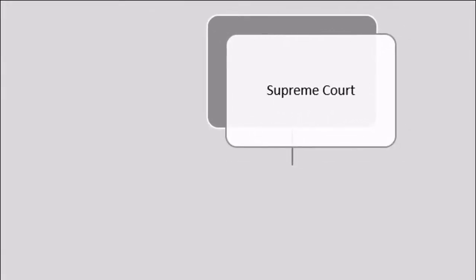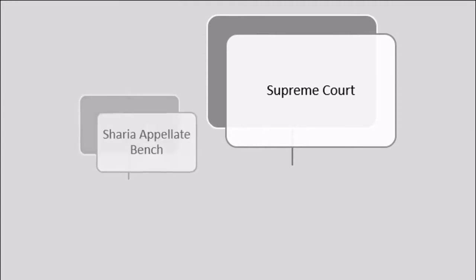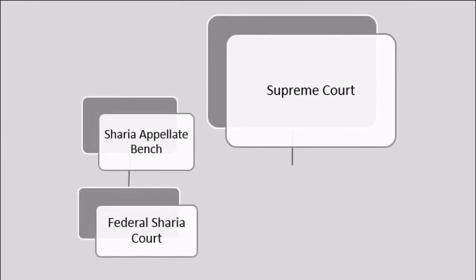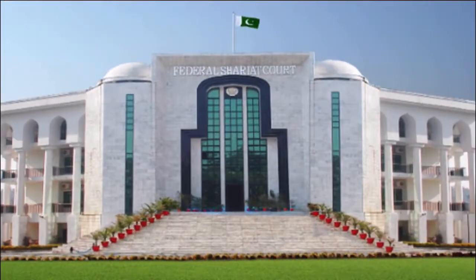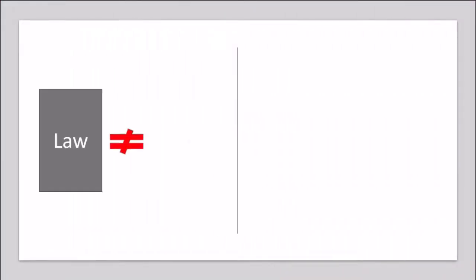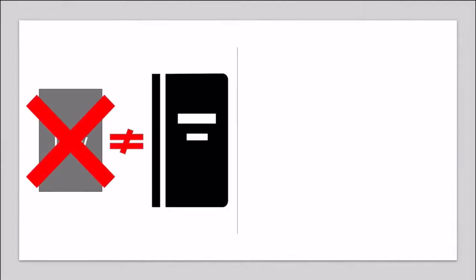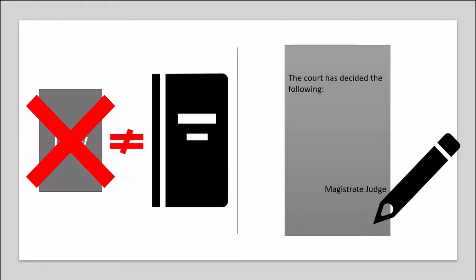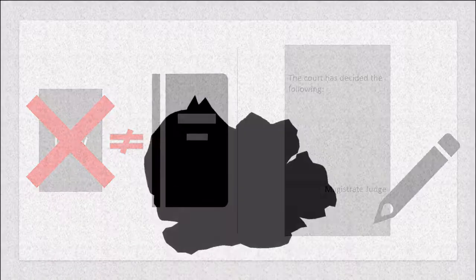But also, the Supreme Court has a Sharia appellate bench empowered to review the decisions of the Federal Sharia Court regarding religious Islamic matters. The Federal Sharia Court was established to guard Islamic values in Pakistani laws. It has the competence to examine any law that may be in conflict with the injunctions of Islam, and to examine decisions of criminal courts relating to the application of Islamic law penalties.